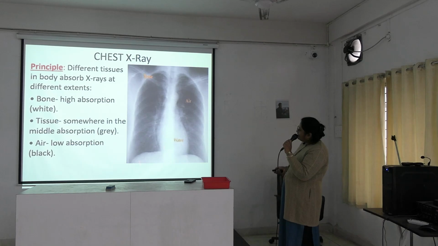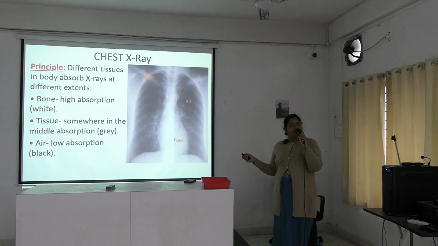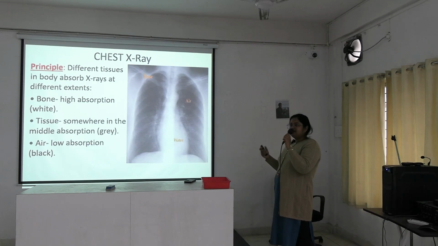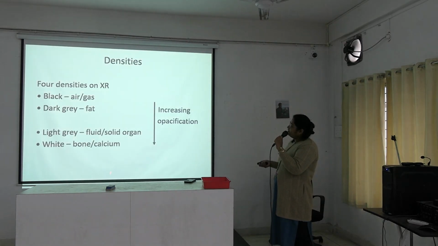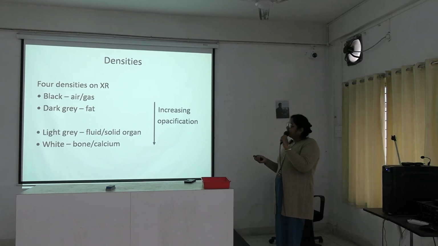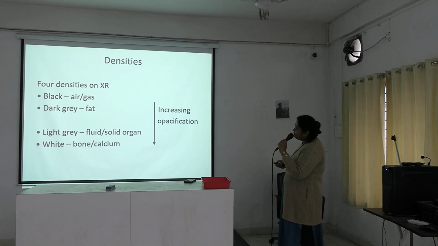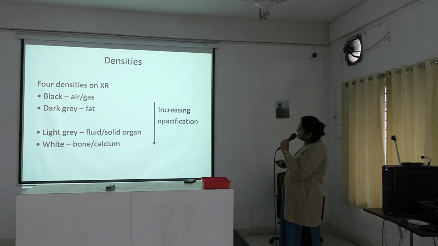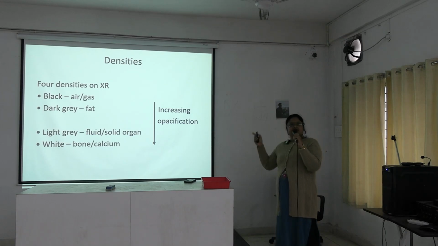And in the middle you can see the vertebral column. These are bones, and also the ribs, clavicle, and scapula you can see. These are white in color. Okay, so these are the densities in X-rays. There are 4 densities in X-rays. Black: air or gas appears black. Dark grey: fat appears dark grey. Light grey: fluid or solid organs appear light grey, and white appears as bone or calcium. So from air to bone, there is increasing opacification, increasing whiteness.